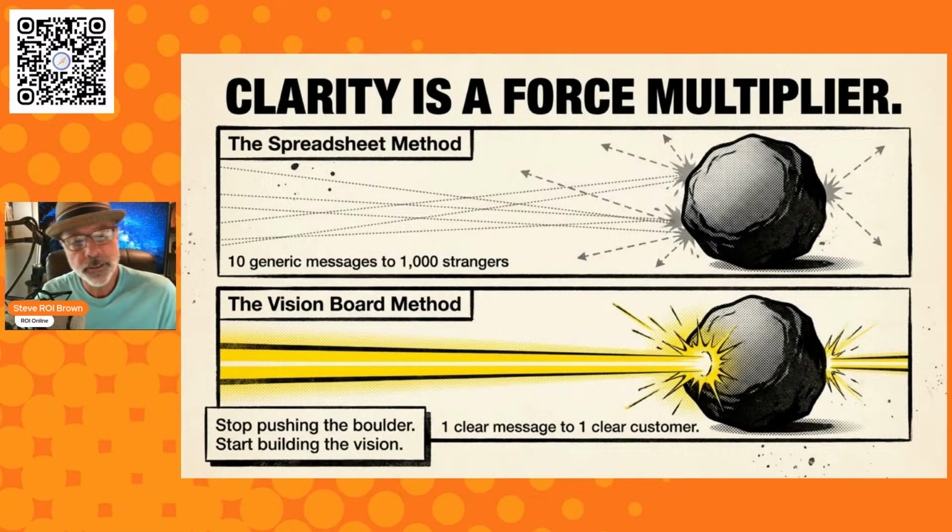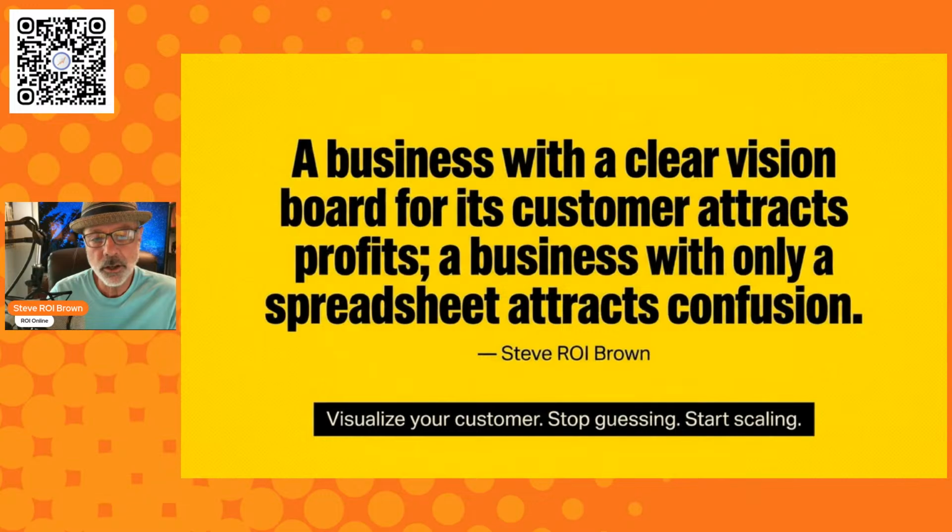So the spreadsheet method is like, you've got 10 generic messages to 1,000 strangers, but your vision board method gives you a laser to go right through this hurdle and start to attract more. Now, why do you start to attract more? Because you can clearly talk about the value that you can offer, what that solution looks like in their future. Why? Because you understand that ideal customer. Then you're able to create the ideal messaging for that ideal customer. Then you can start to create ideal campaigns to attract more of those.